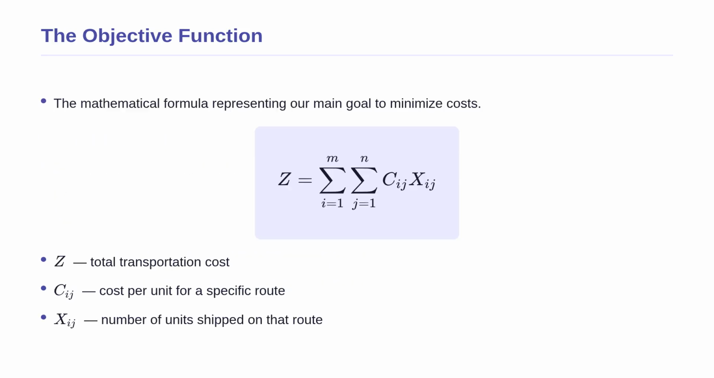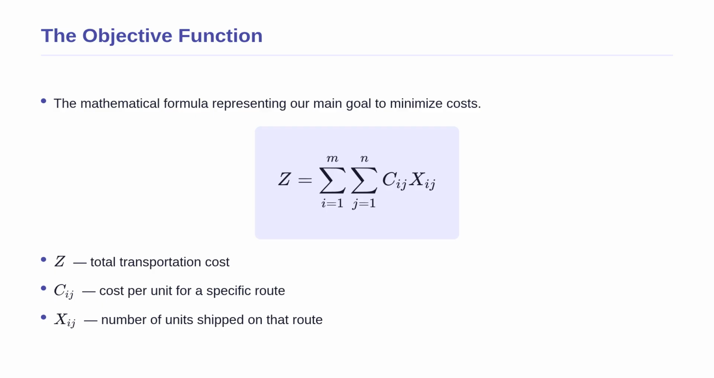With our variables clearly defined, let us build our objective function. This is the mathematical formula representing our main goal, which is minimizing the total transportation cost, denoted by Z. We multiply the cost per unit, C sub ij, by the number of units shipped, X sub ij, to get the cost for one specific route.